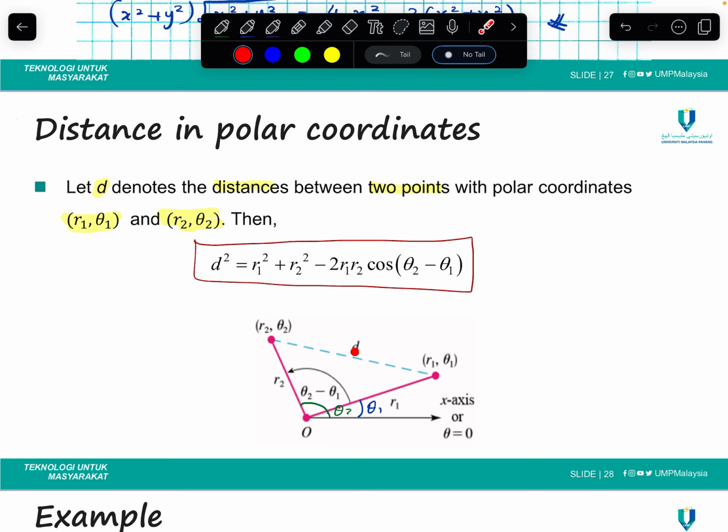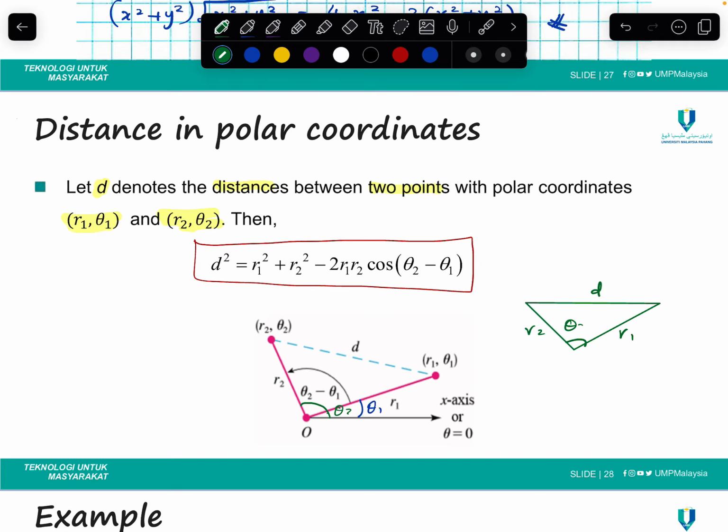And you have D, you have R2, R1. So if you want to redraw with a clean version of this, what we have here is, this is D, R1, R2, and the angle is theta 2 minus theta 1. By using the cosine law, D square equal to R1 square plus R2 square minus 2R1 R2 cos of this angle. So this is the formula.